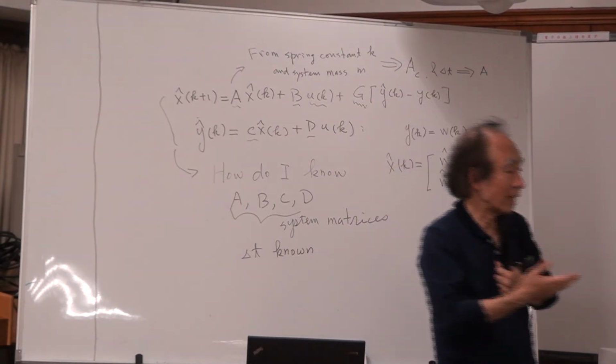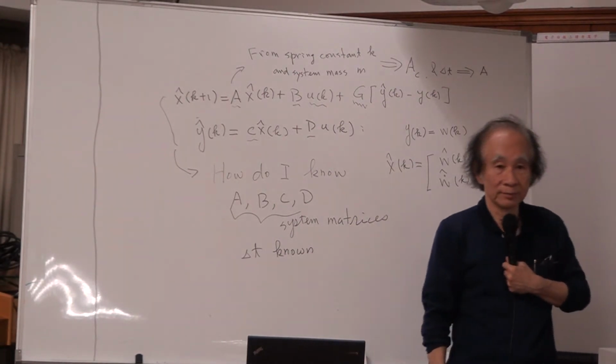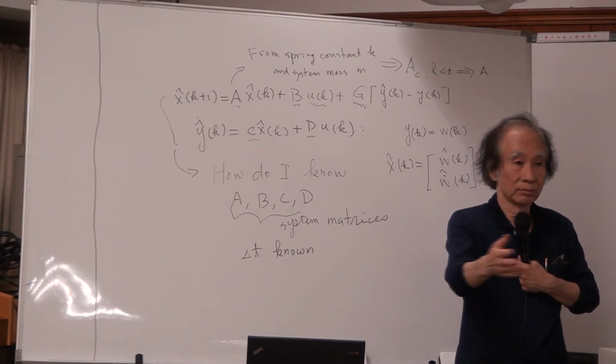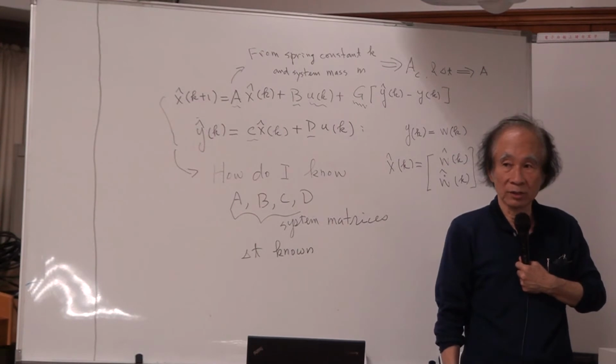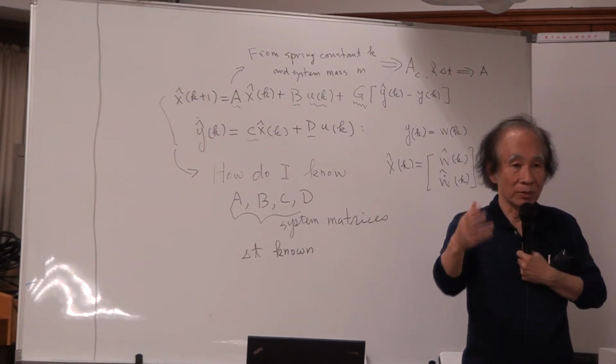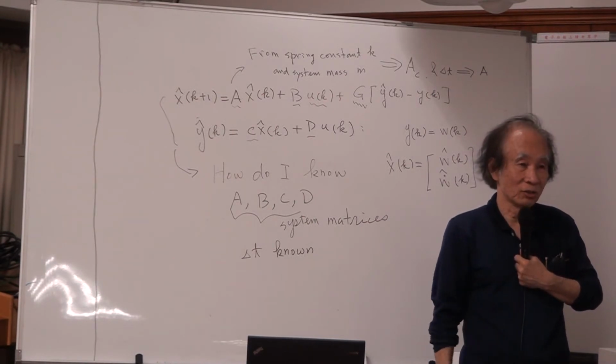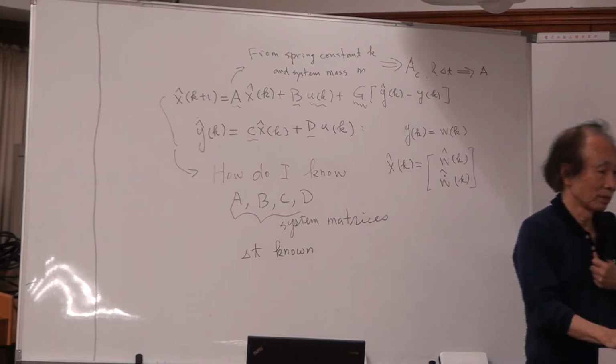Of course, now I assume I know A, B, C, D here, and G. Assume you know A, B, C, D, and G. The A, B, C, D, you compute it from your system. The G, I will show you how to do that later. Okay.